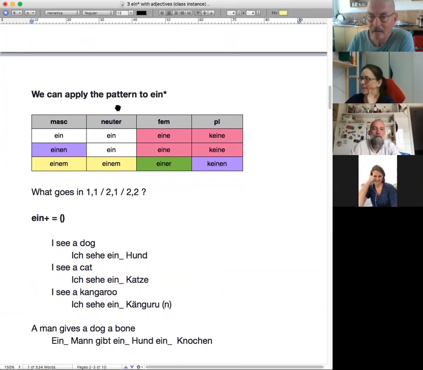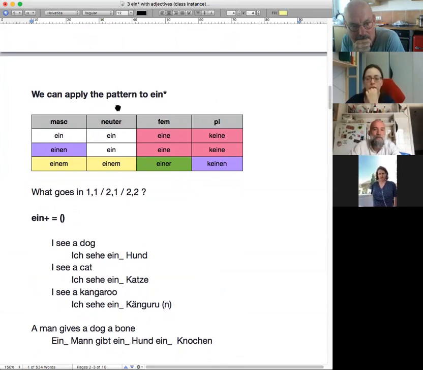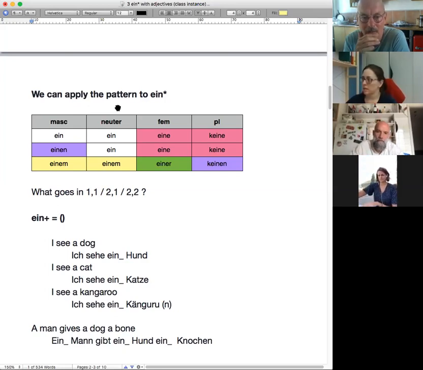In some way, only one-one is different, if you look at it as two-one and two-two being the same as each other. But I was asking, what's the difference between the strong and the mixed? So the answer one-one, two-one, and two-two is exactly the difference. Everything else is the same.